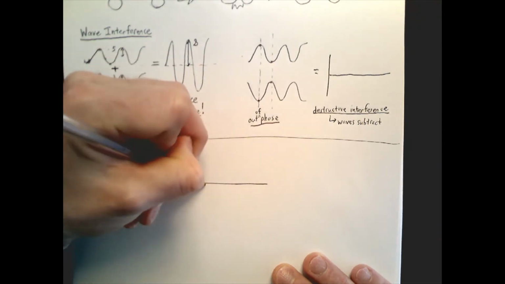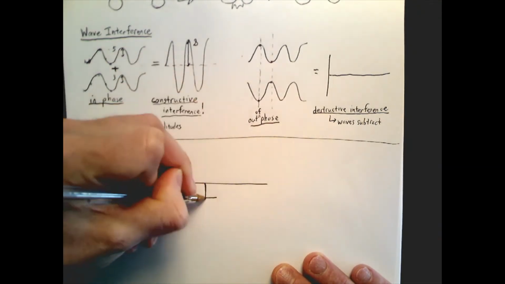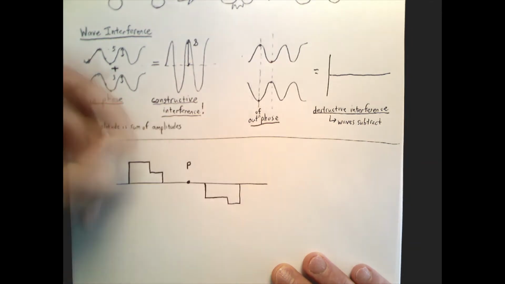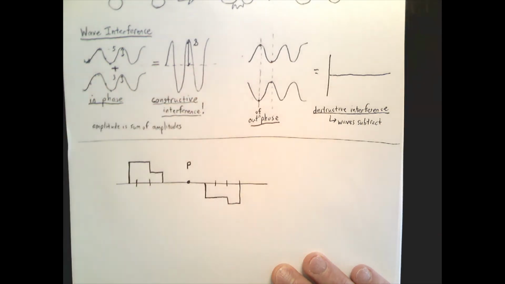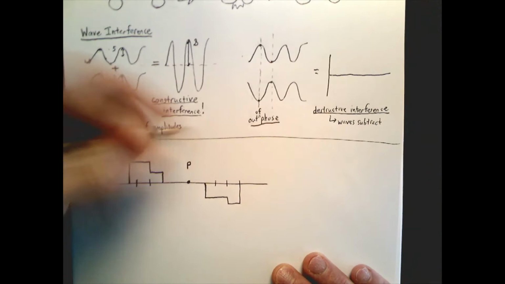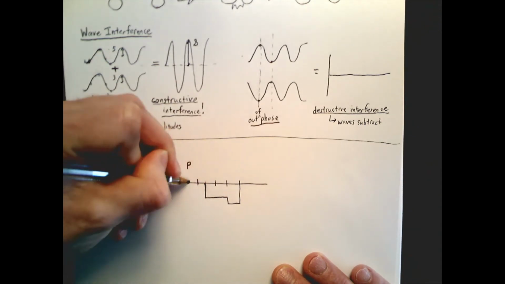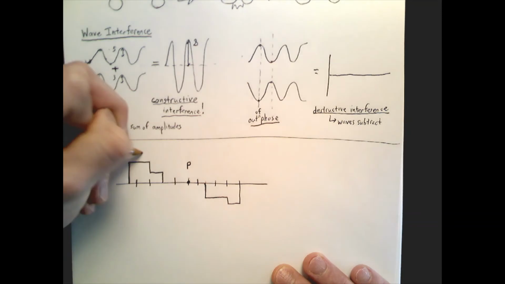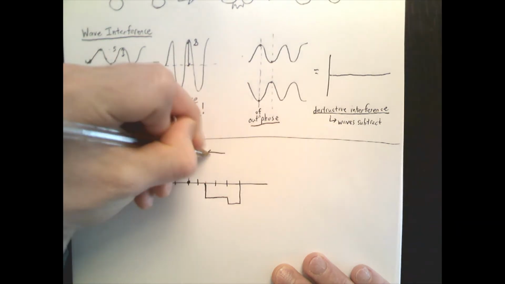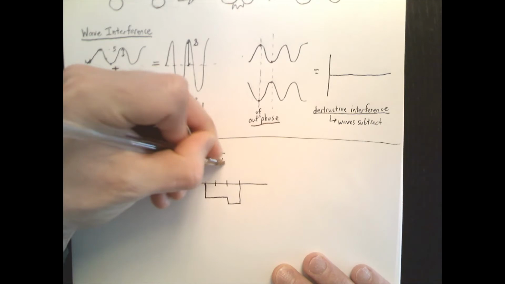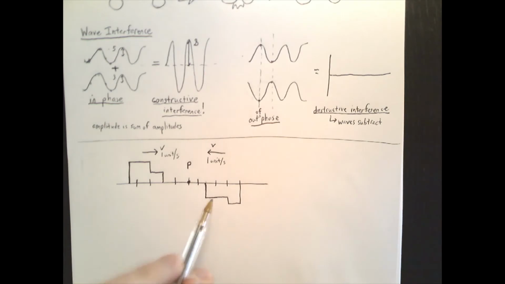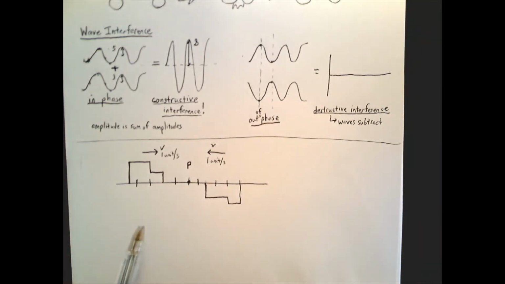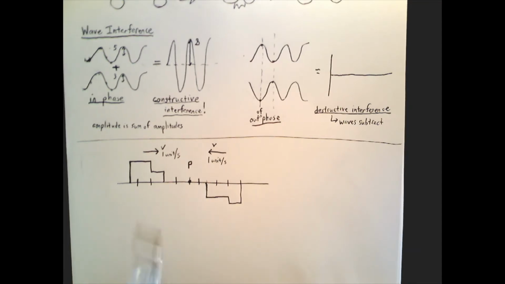And I might have a wave pulse that looks like, let's do the opposite. So 1, 2, 3 units long, 1, 2, 3 units long in both cases. We'll say that they're each 2 units away from point P, and they're moving at 1 unit per second. So each of these wave pulses is going to come in, and when they cross point P, we're essentially going to add up the amplitudes of these pulses at each point.